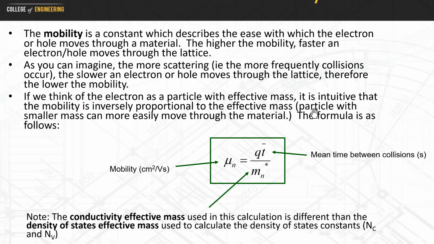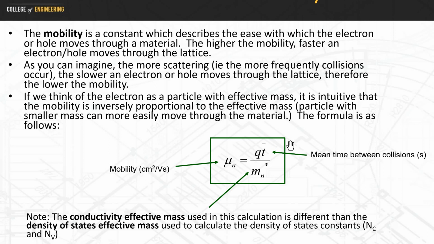The way that you can think about this in terms of mobility is that it's intuitive to think about mobility as being inversely proportional to effective mass. Meaning that a particle that has smaller effective mass can move more easily through the material. Going back to the drawing that we had in the previous slide, think about the electron as a particle, it's bumping into things. Every time it bumps into something, it could change direction, and the electric field has to pull it back into the correct direction. Does that make sense?